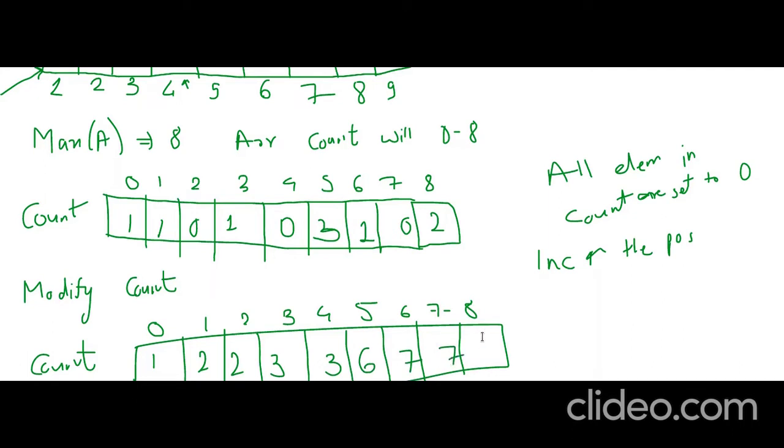Similarly it will be done for all the array elements, and now it becomes 1 2 2 3 3 6 7 7 9. The formula is C[i] = C[i] + C[i-1], where i ranges from 1 to the kth position, that is the max element of the array A.